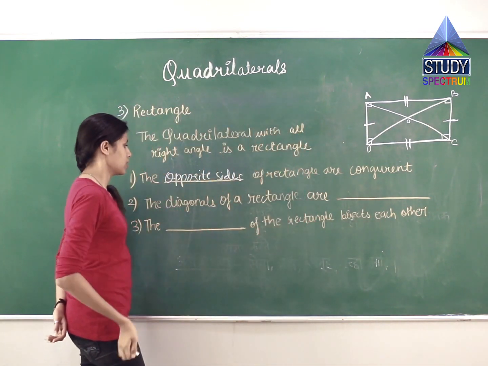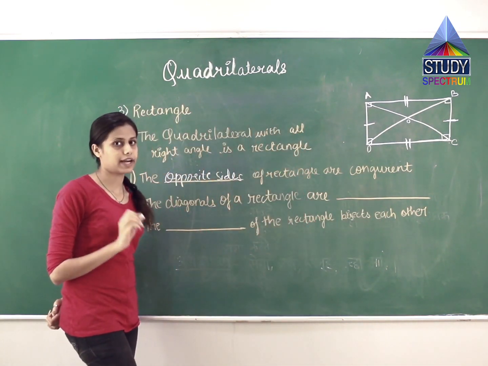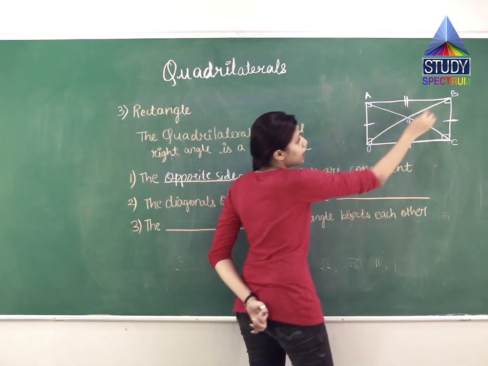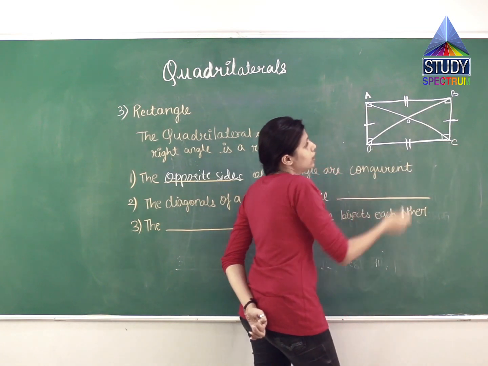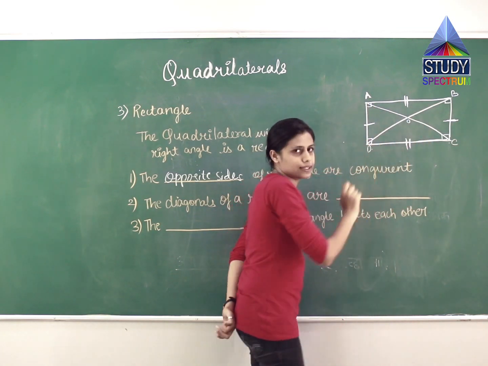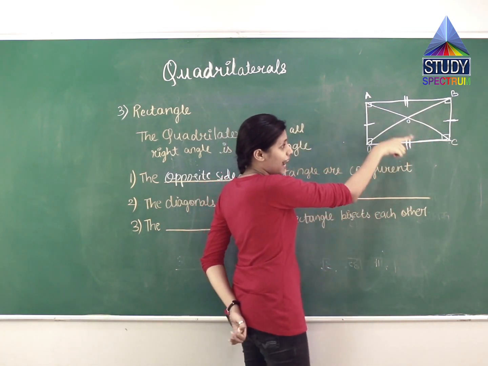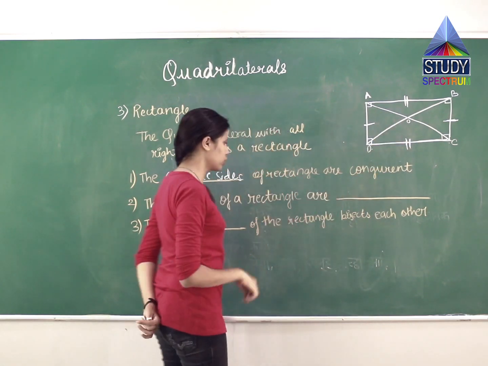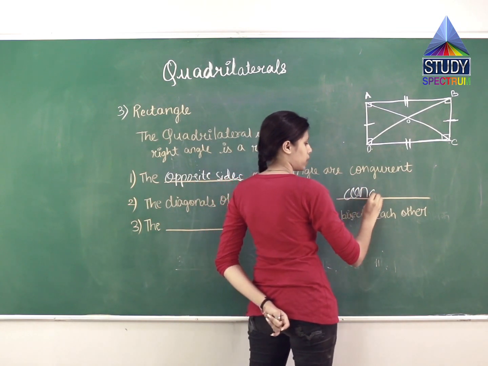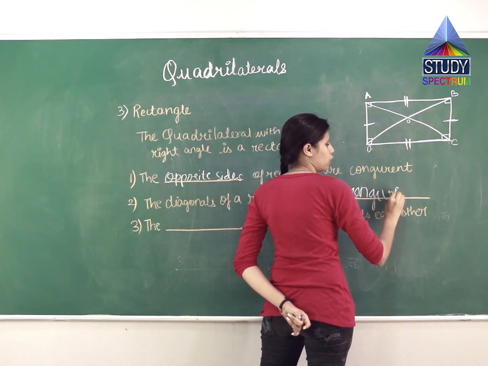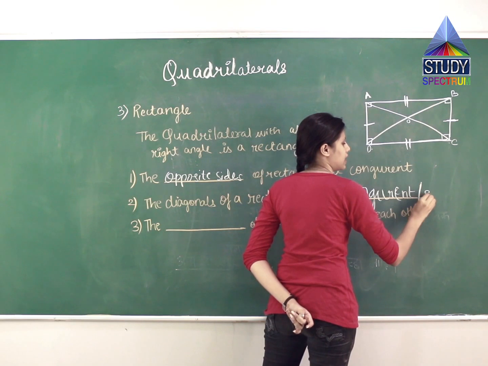The second question. The diagonals of the rectangle are dash. Look over here. BD is a diagonal and AC is a diagonal. Do they look similar in length? Yes. So the diagonals of the rectangle are congruent. Or you can say they are the same.